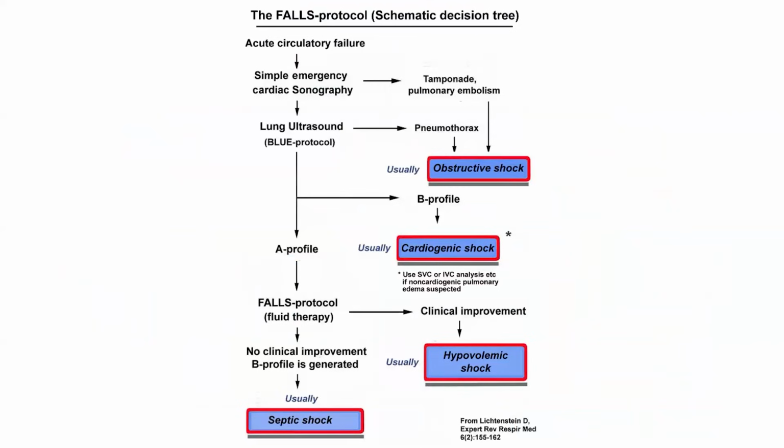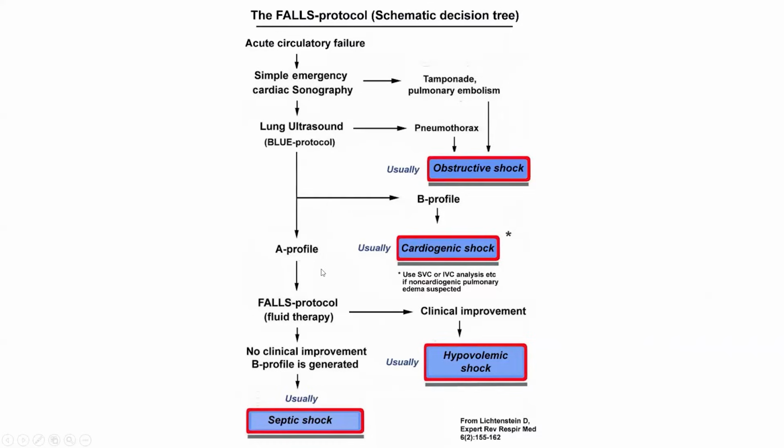As I told you, you can also use the FALLS protocol then to understand what are the causes of acute circulatory failure. So FALLS with BLUE, if you combine, you can totally assess. So simple emergency cardiac sonography you do in cases of acute circulatory failure, you can see whether there is a tamponade present, embolism present. On the BLUE protocol, you will see whether there is a pneumothorax present. Then you know that you're dealing with an obstructive shock. If you're seeing B profile here, you know you are dealing with cardiogenic shock.